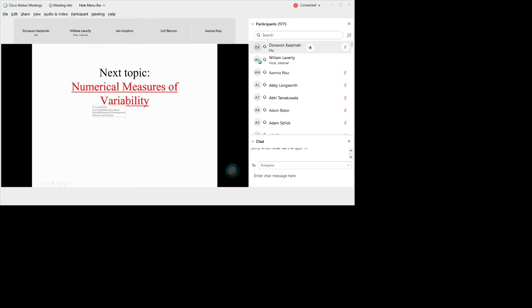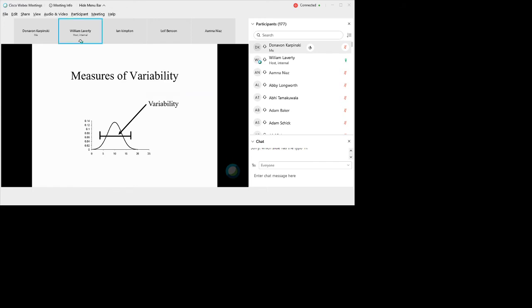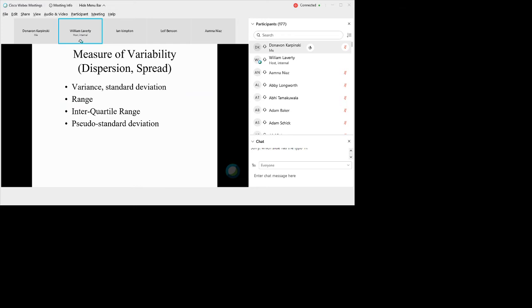The next topic is measures of variability. Variability measures how variable the data is, how spread out it is. There are several ways of measuring variability. Two of them are the ones that are usually used when the data is normally distributed: variance and standard deviation. The other ones are used when you can't assume that the data is normally distributed: range, interquartile range, pseudo-standard deviation.